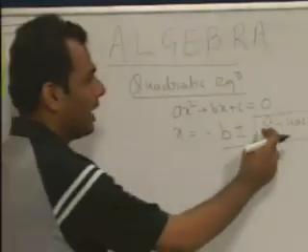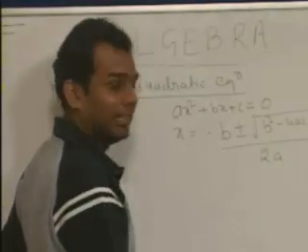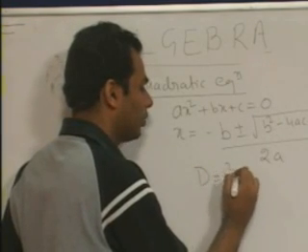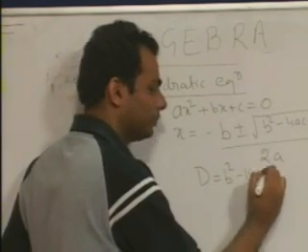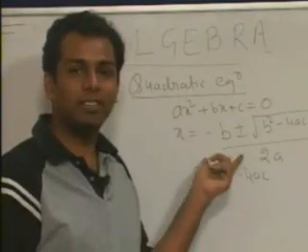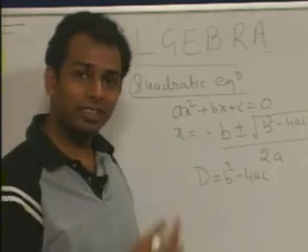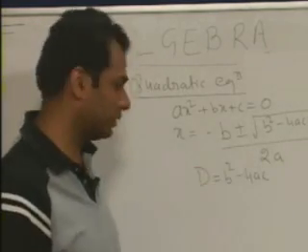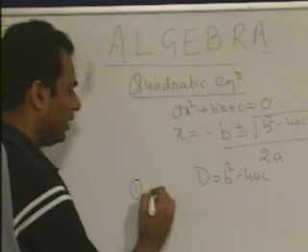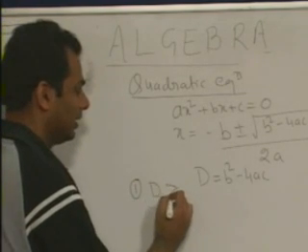Now this particular part b square minus 4ac, that is known as the discriminant. So we can say that the discriminant is equal to b square minus 4ac. And depending on the value of D, we can find out the nature of the roots. So let's start with the discussion on the nature of the roots. Now the first case, if D is greater than 0.